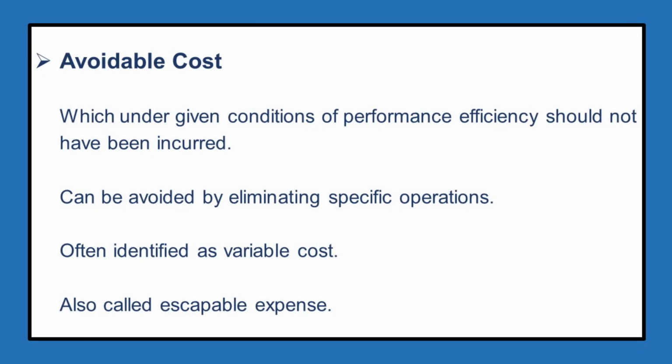An avoidable cost is one which under given conditions of performance efficiency should not have been incurred. That is, if proper planning and strategies are followed, these costs can be avoided without affecting the quality of the product and productivity. For example, advertising cost can be considered as avoidable cost if the sales of company do not get affected even when advertising is discontinued. Thus, avoidable costs are those costs which under the present conditions need not have been incurred.